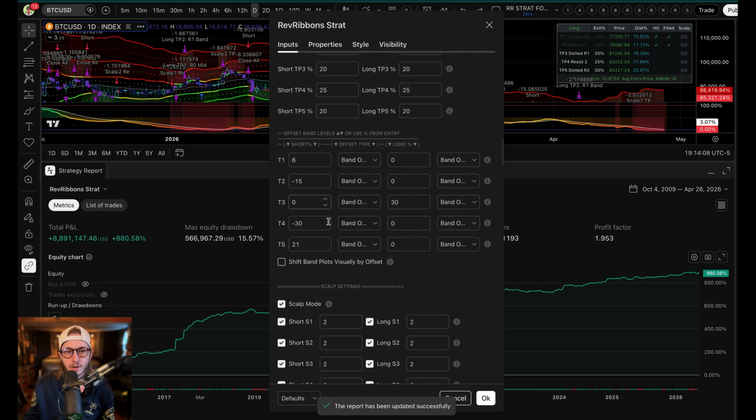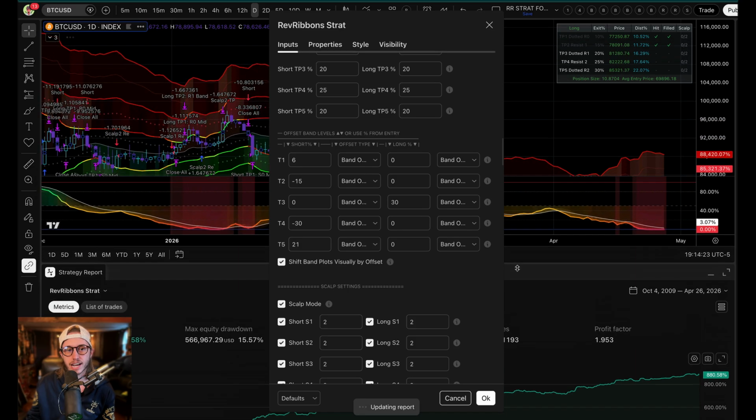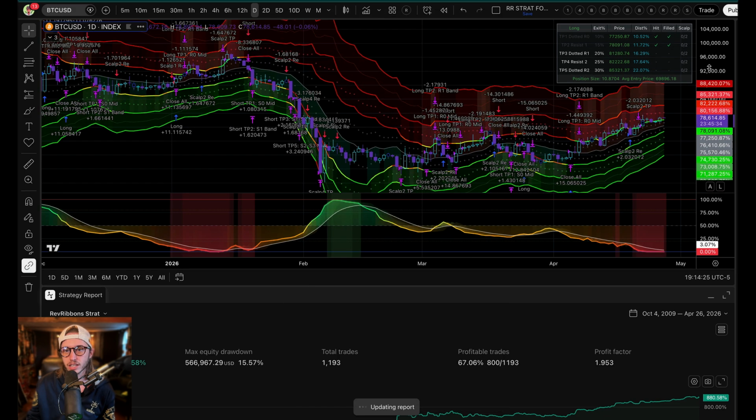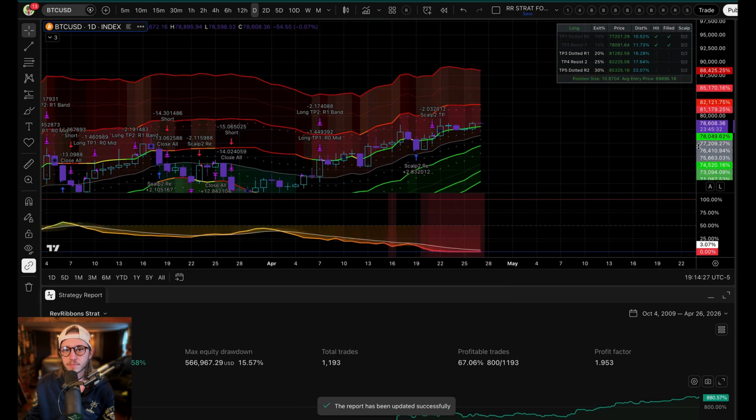And I do find my settings here are adjusted a bit, and especially target 3 is much, much higher. The funny thing is, it's probably even higher than target 4. And you can see this if you want to turn this on, shift band plot visually by offset. This will show you in reality what is actually happening.